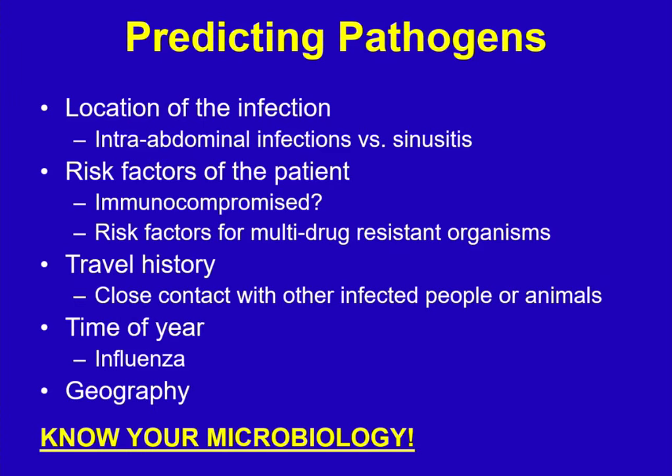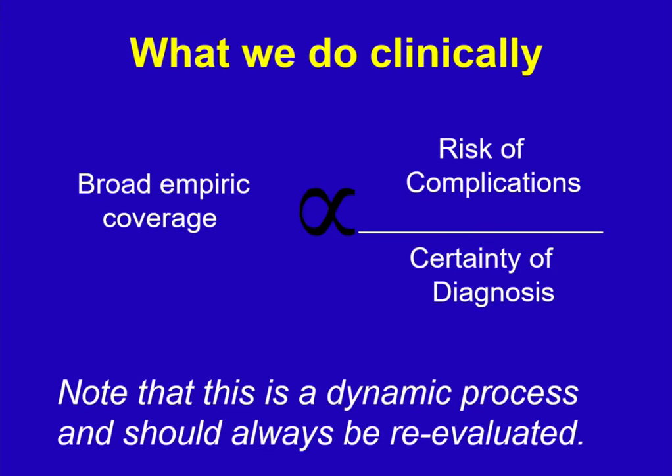This is what we do as ID. We try to predict our pathogens by doing our history. When we get the history, we try to find the location of infection, the risk factors for the patient for an infection, or what type of infection we're dealing with. We do a travel history because it does affect potentially what we can or cannot perceive as a risk factor for an infection. And then we have other things like time of the year, geography, and other aspects of our history to try to help us predict what pathogen. You'll see this slide from me all the time. This is what we kind of do all the time. All of us do it.